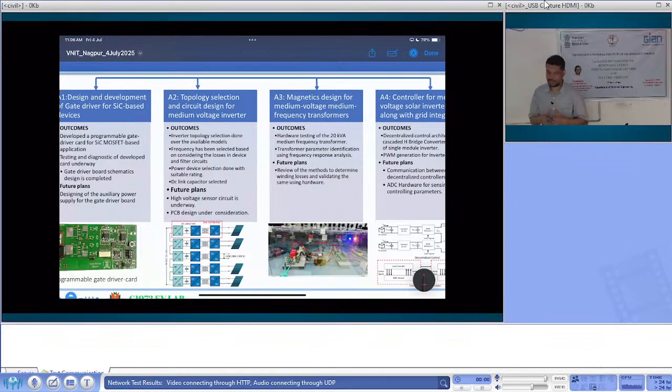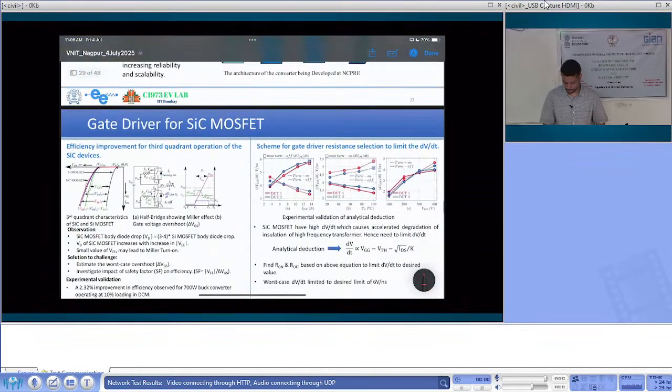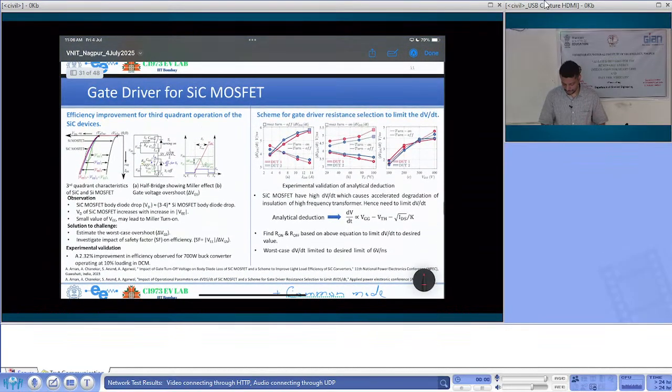So that is one bigger challenge, and therefore there is a lot of reliability related work which needs to be done for these medium voltage silicon carbide devices. So 5 broad problems, I would say. I'll try to give you a glimpse of some of these problems that we are working on.